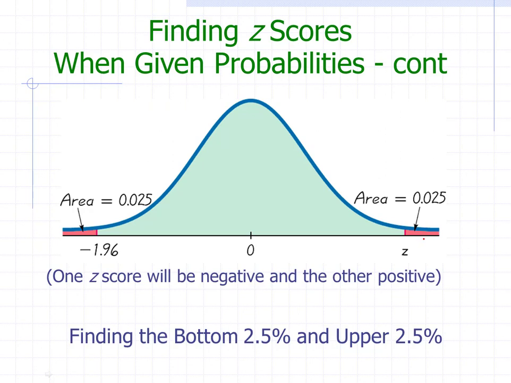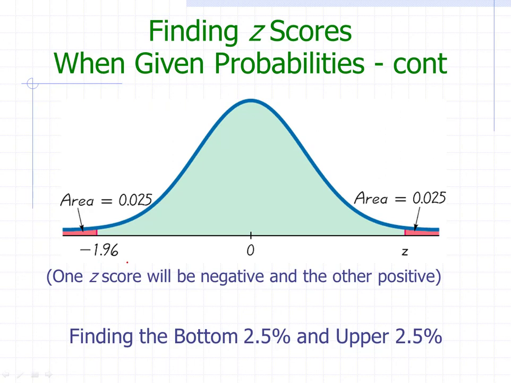A couple things that I know. Because my middle is at 0, you can think of it as folding this in half. And if this is 1.96 standard deviation units, which is what a z-score is, below, this one's going to be 1.96 standard deviation units. Our answer would be positive and negative 1.96.